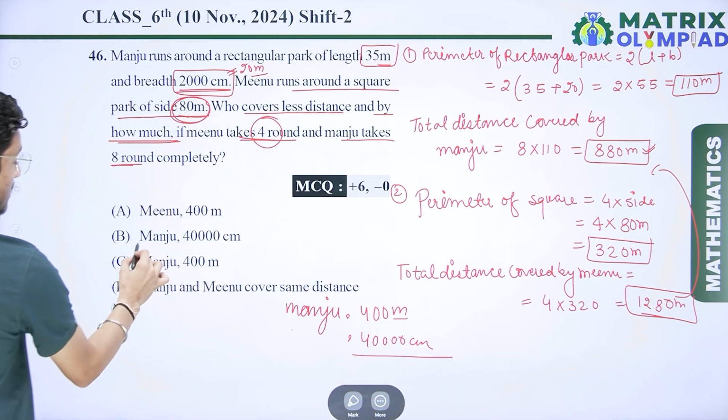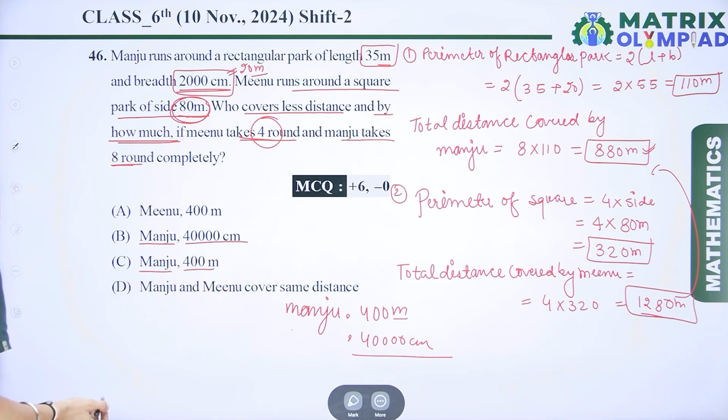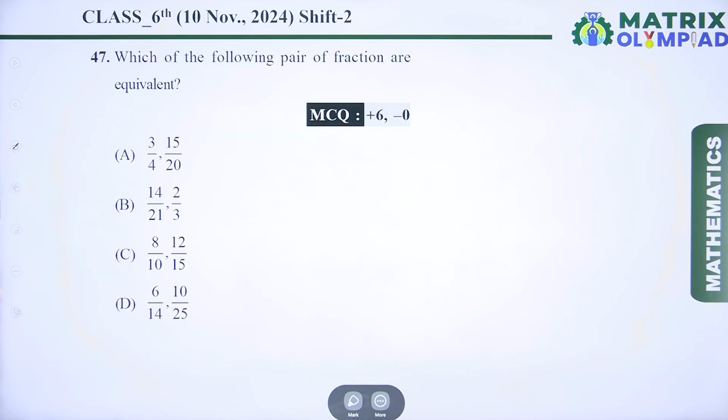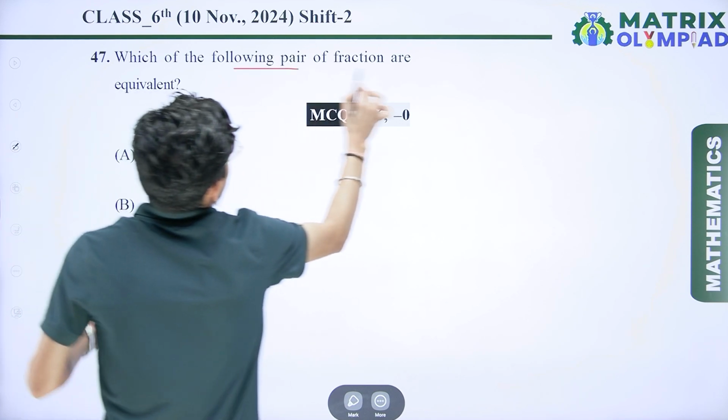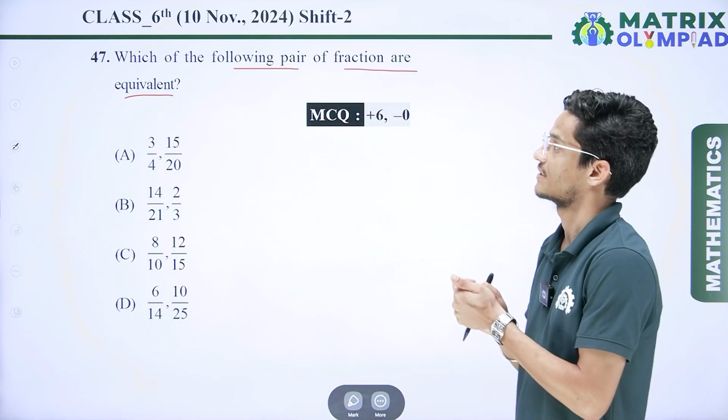So Manju covers less distance, 400 meters, or we can say 40,000 centimeters. So here option B and C both are the correct answers of this question. Now if I talk about the next question, that is, which of the following pairs of fractions are equivalent. So here we have to find the equivalent fractions pair.